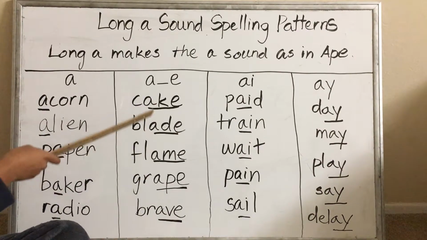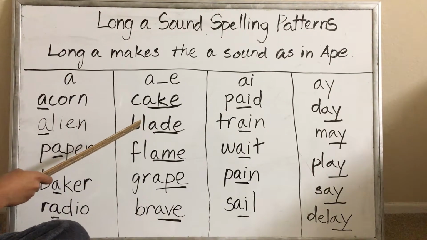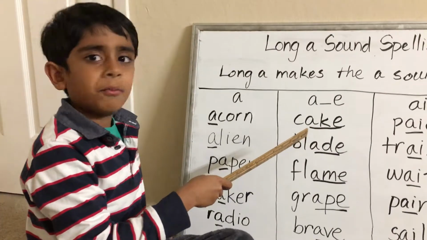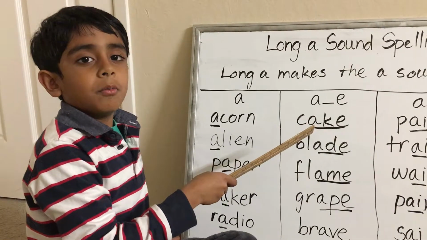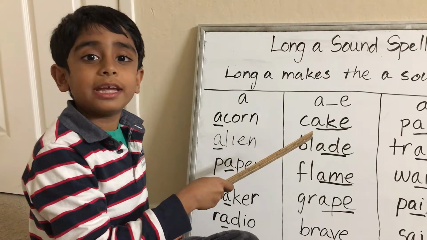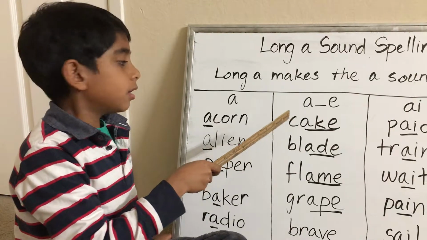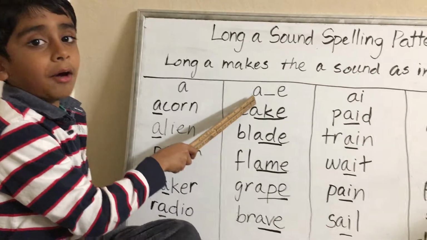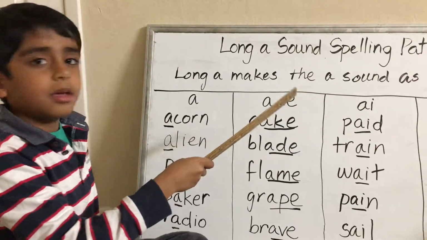These words that are in the A blank E way follow something called the VCV rule. What's the VCV rule? When a consonant is sandwiched between 2 vowels, the first vowel makes the long sound and the second vowel goes to sleep.